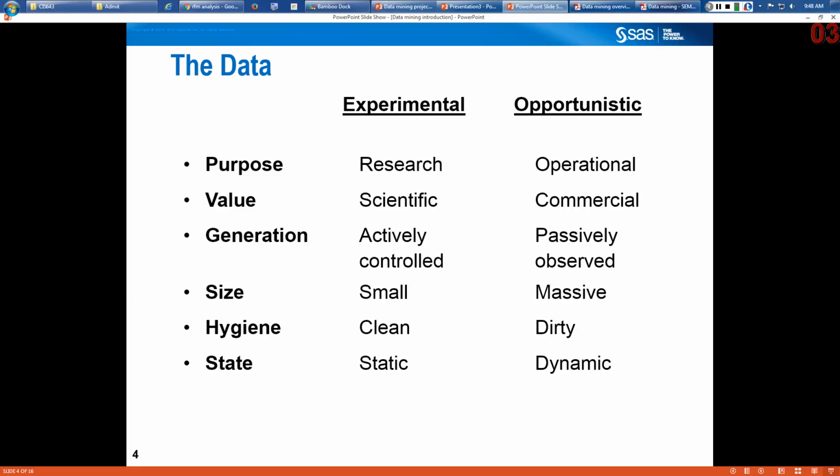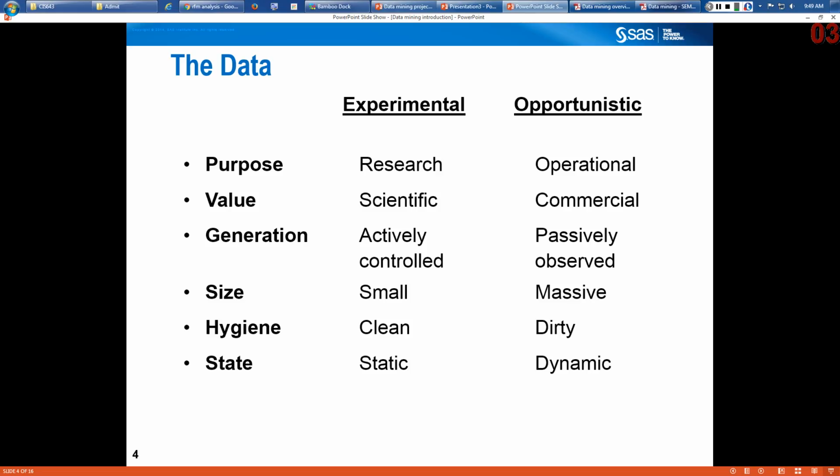And the data is actively generated for experimental data for a researcher, whereas for the business person the data is observed, it's not actively generated. There's data coming from sensors and websites and so on, so these are observed and stored. And the size of data used by researchers is usually much smaller compared to business applications.